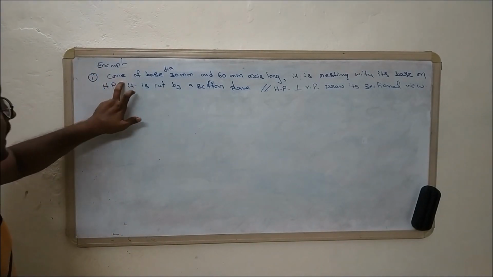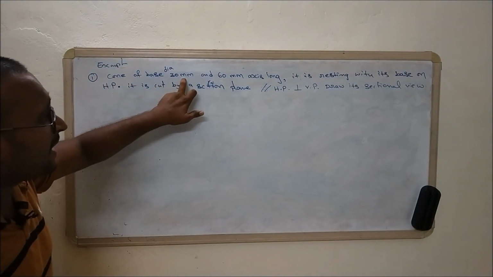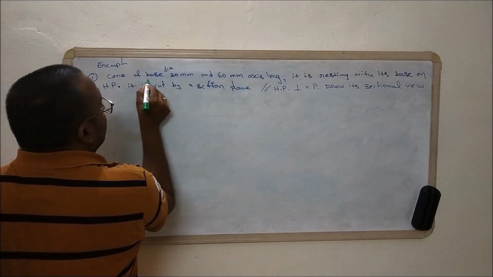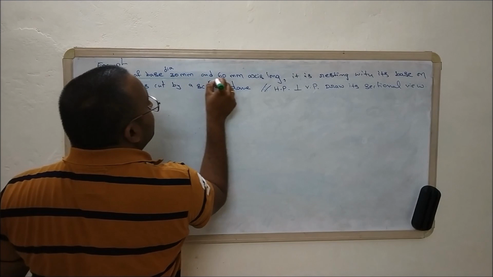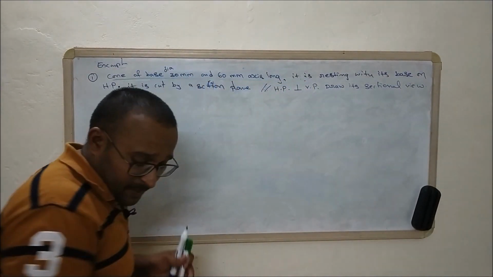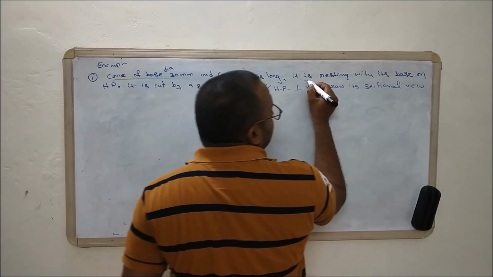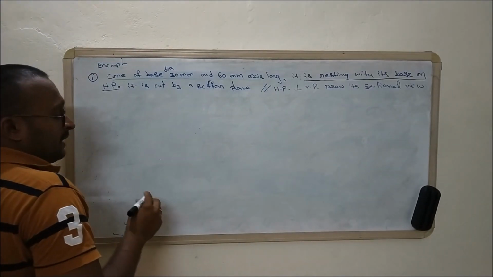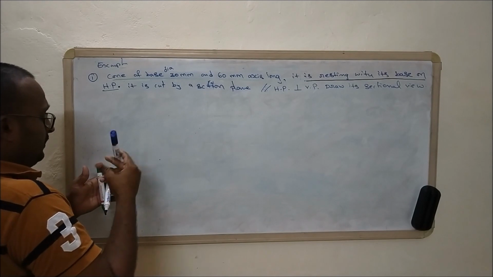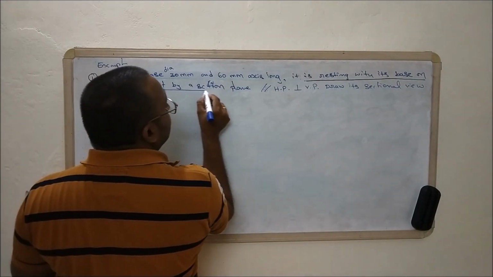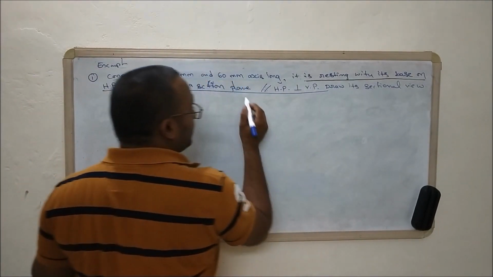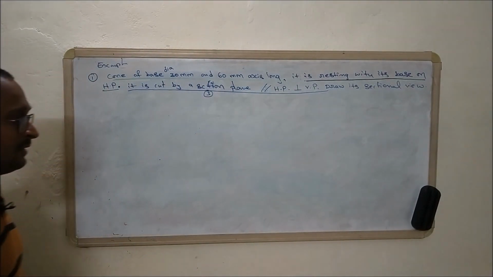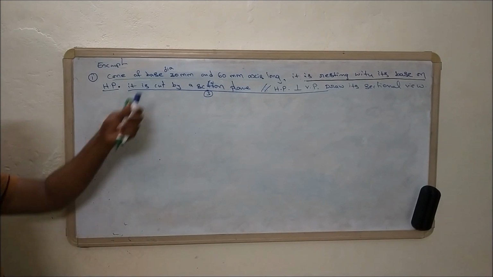So here a cone of base 30 mm diameter. This is the geometric statement, and then the second one is the position of the solid, and then the third statement is the position of the section plane. Now we can start with the first one.